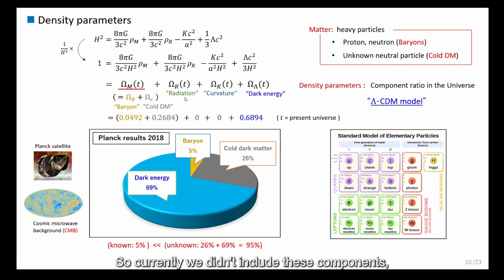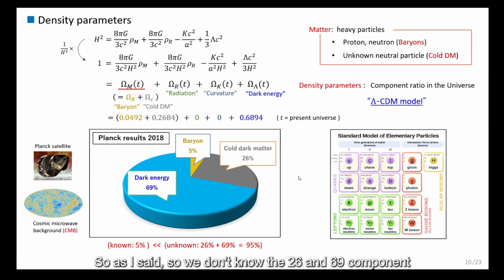So currently we didn't include this component, but the almost component is explained by cold dark matter and dark energy. So in fitting our universe, the components are explained by the matter and the dark energy. Then this model is called the lambda CDM model. So lambda means the dark energy part, and CDM is just cold dark matter. So the universe is almost explained by these components.